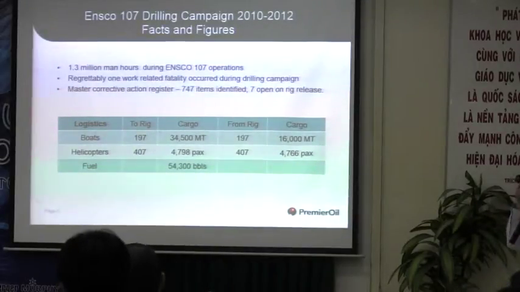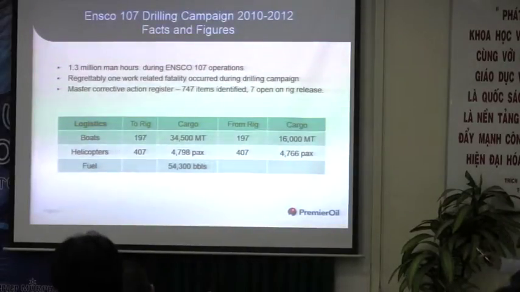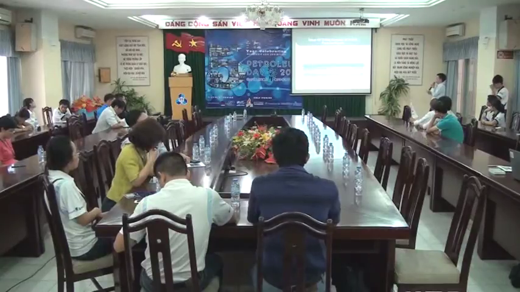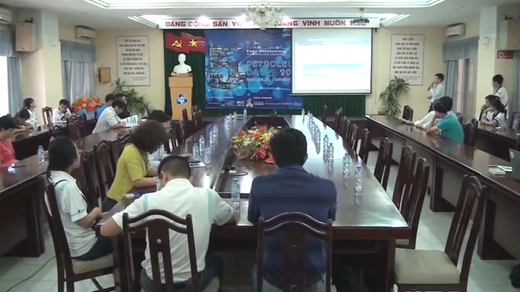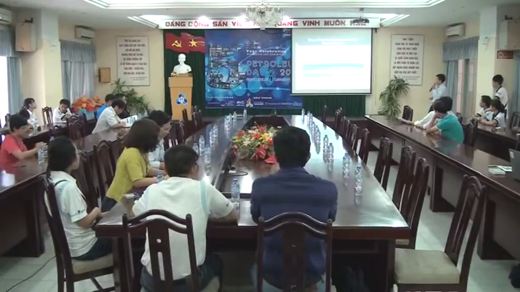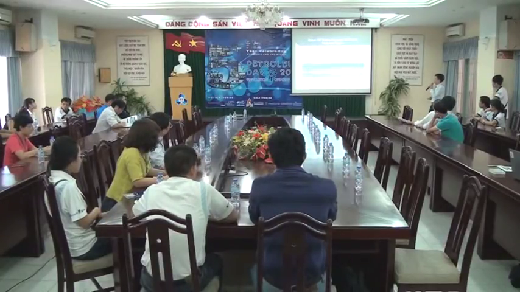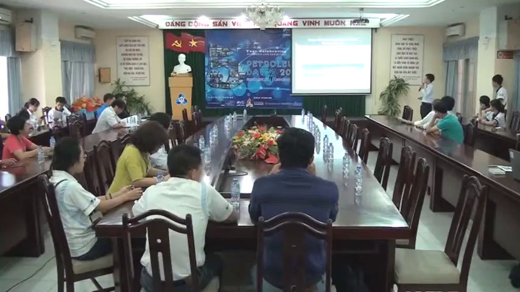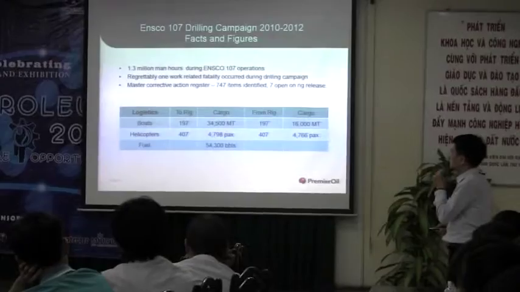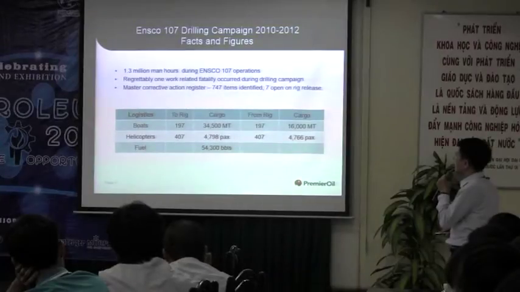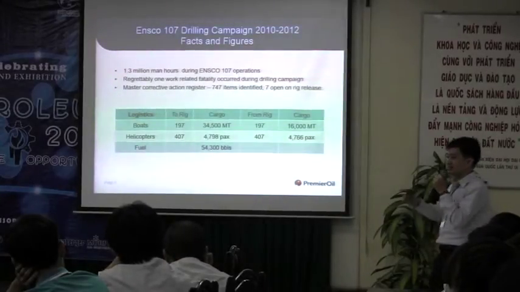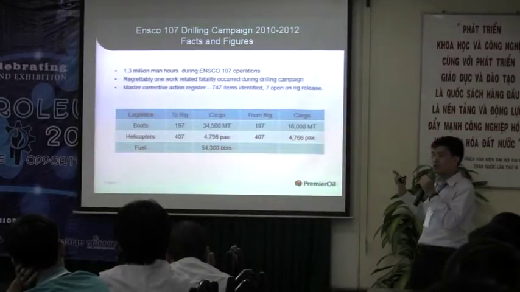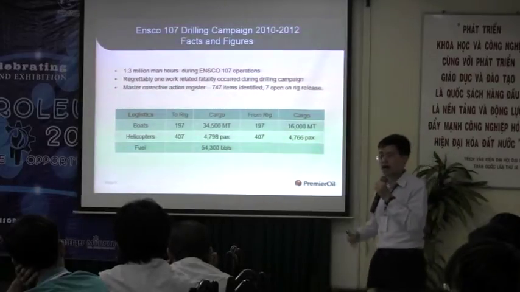And here there's some fact figures just to let you guys know about our 2 years campaign. We counted 1.3 million man-hours during the ENSCO 107 drilling program, and we had one fatality after the drilling program. Also, at the beginning of the campaign we opened 747 issues that needed to be fixed, but at the end of the campaign we left only 7 issues. Meaning we have to work very hard to get it done.